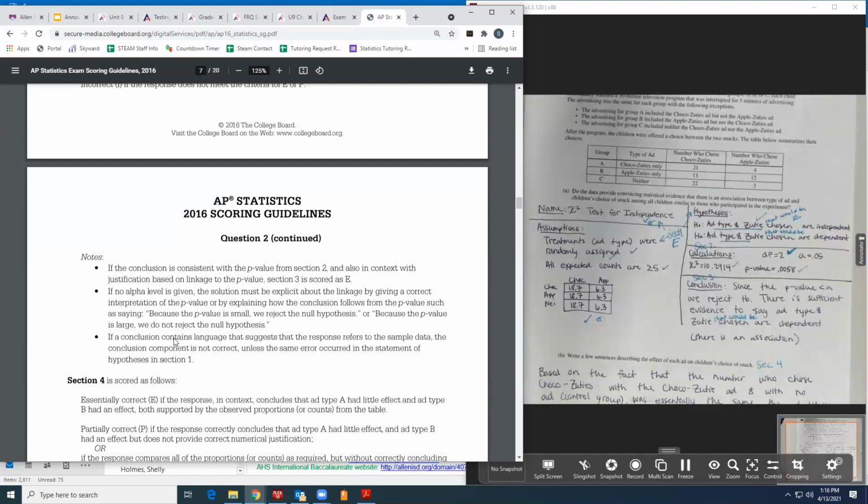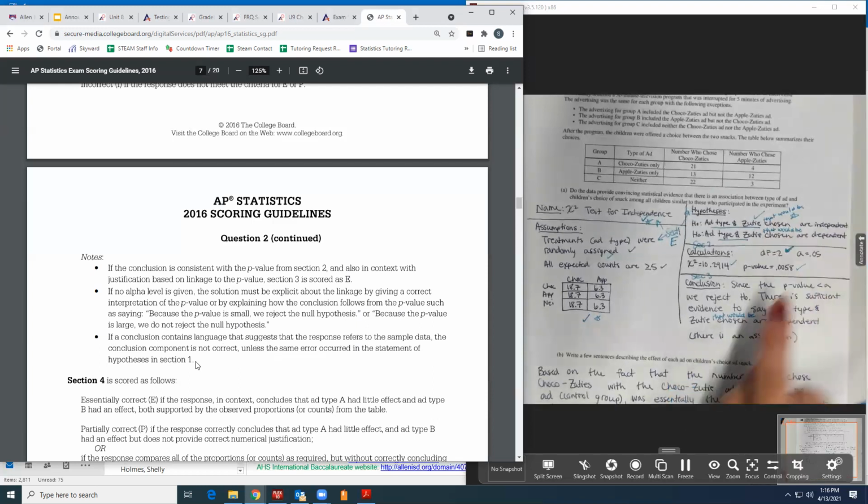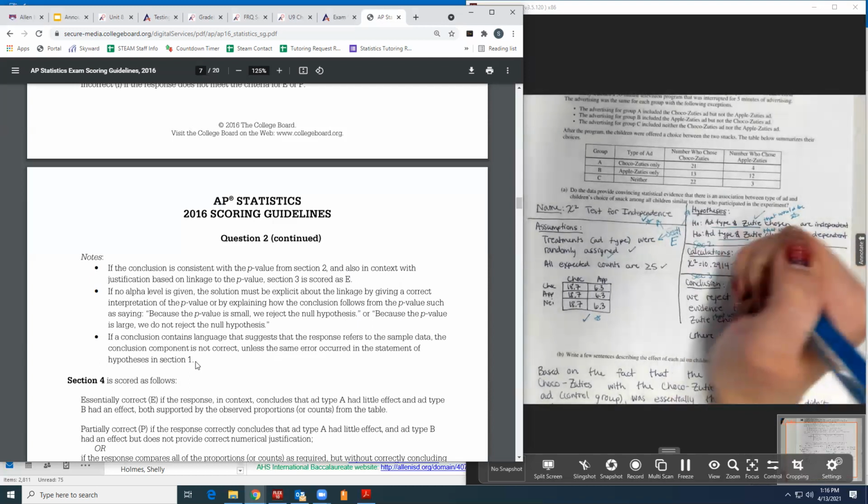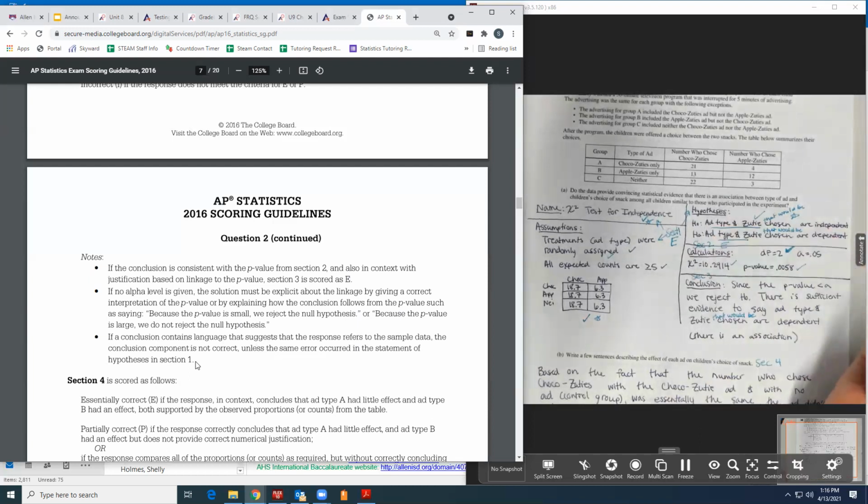And then it says, if a conclusion contains language that suggests the response refers to the sample data, the conclusion component is not correct unless the same error occurred in the statement and the hypotheses in section 1. So just to be overly cautious, I maybe should have given myself a partially correct on one of those. So this one was essentially for sure.